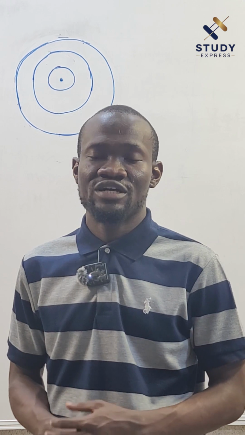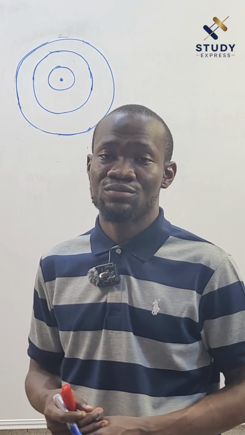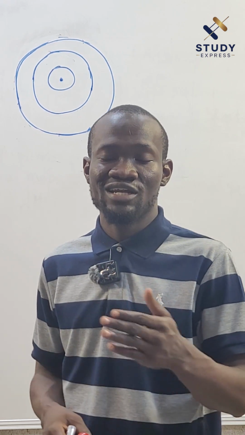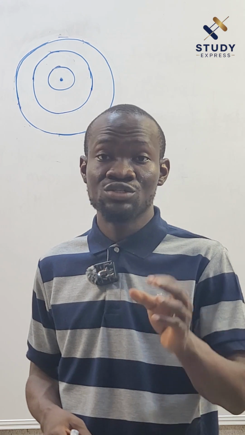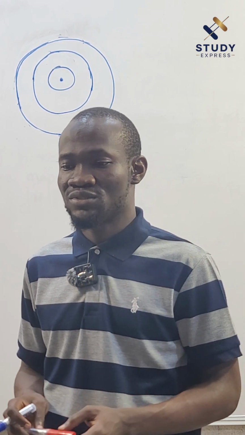Good day, everyone. Today we're going to take shell. We don't call it shell, we call it orbital. But before we go, you need to understand electronic configuration. Electronic configuration is the arrangement of electrons into various shells, while electron configuration is the arrangement of electrons into various orbitals.